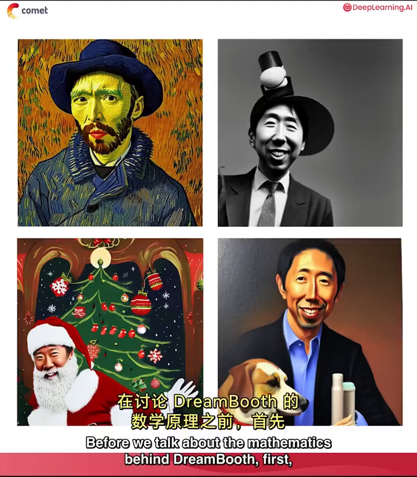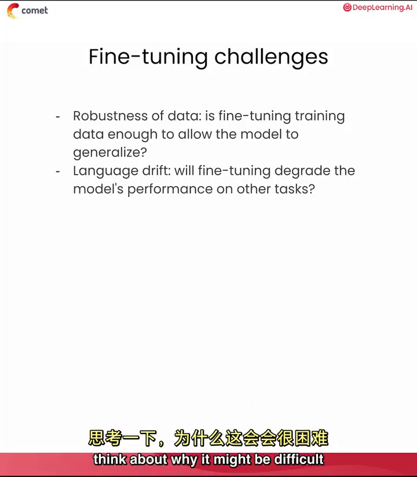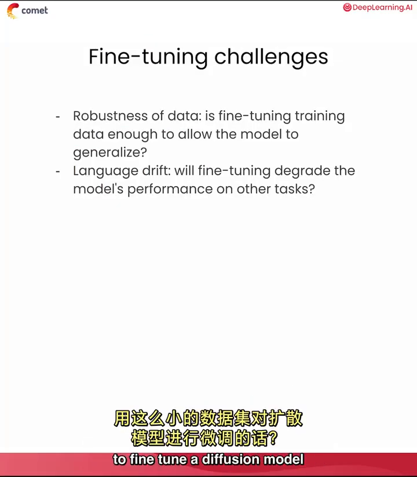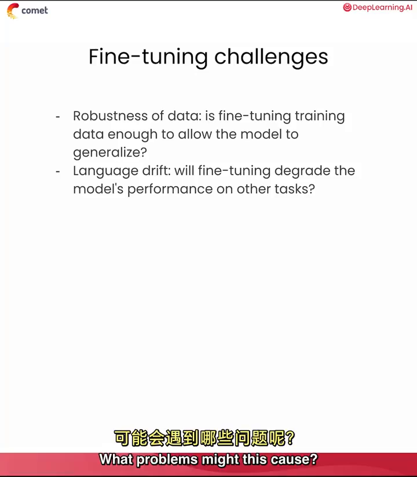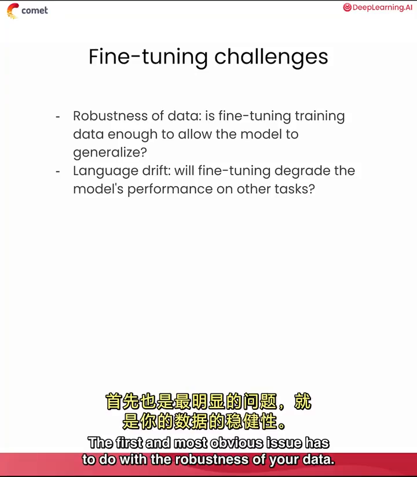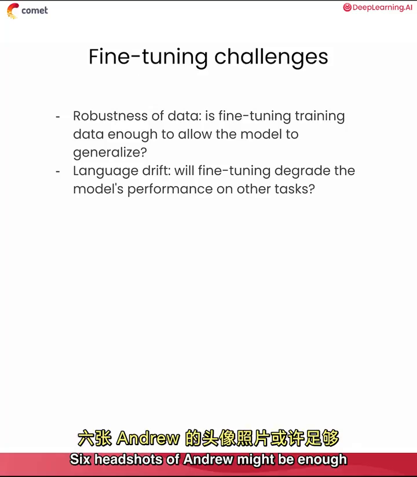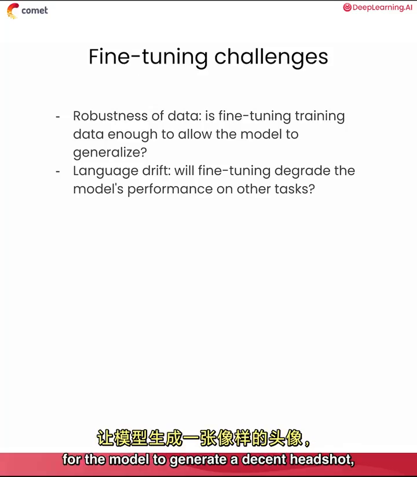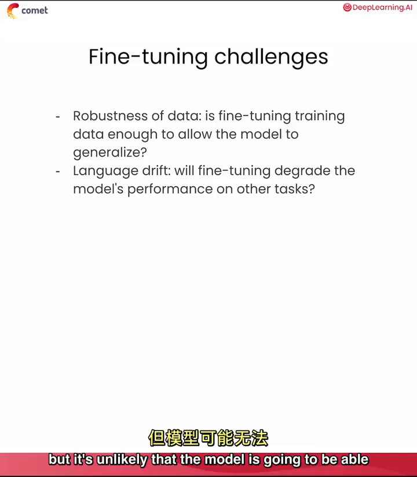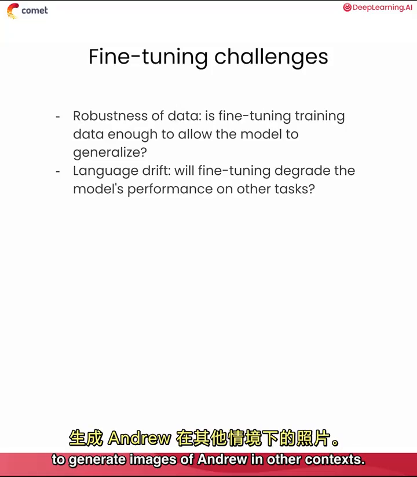Before we talk about the mathematics behind Dream Booth, first, think about why it might be difficult to fine-tune a diffusion model with such a small dataset. What problems might this cause? The first and most obvious issue has to do with the robustness of your data. 6 headshots of Andrew might be enough for the model to generate a decent headshot, but it's unlikely that the model is going to be able to generate images of Andrew in other contexts.